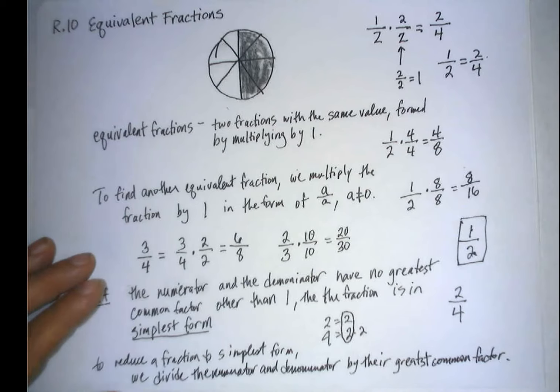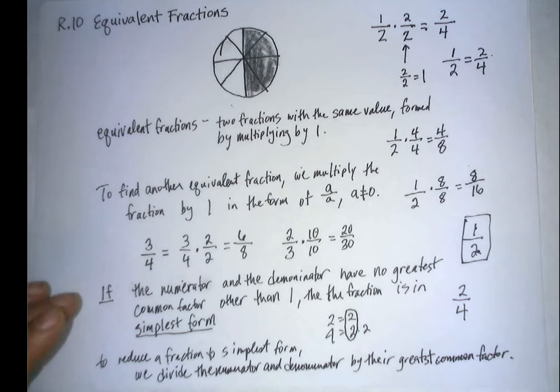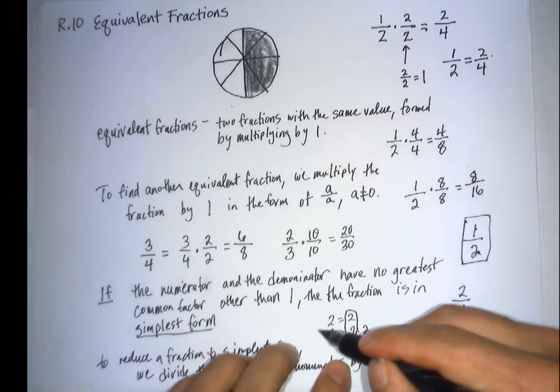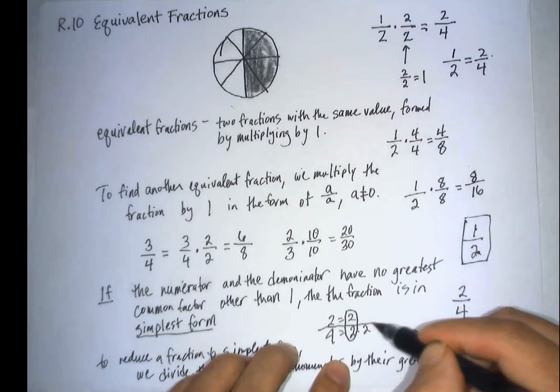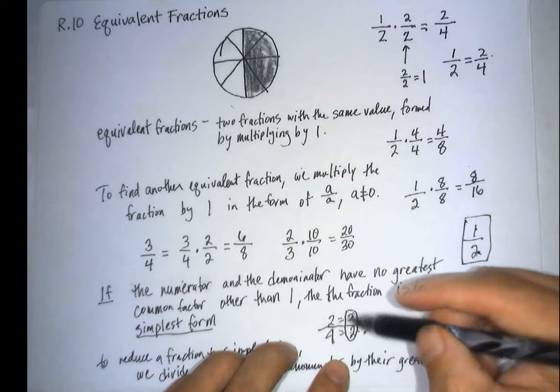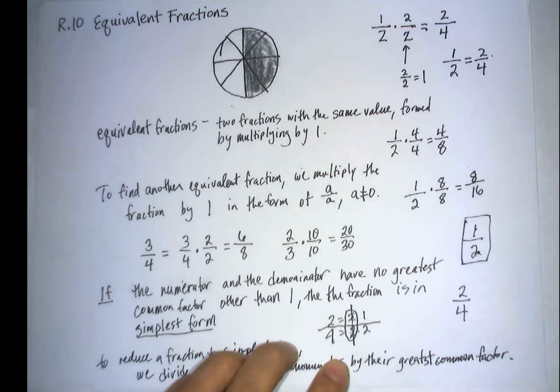We divide the numerator and the denominator by their greatest common factor. So here, and you can even see it without dividing, if we have 2, which is 2, and 4, which is 2 divided by 2, and I divide this out, I'm left with 1/2. Okay? So you don't even really have to divide. You can just multiply what's left after you circle out the greatest common factor.